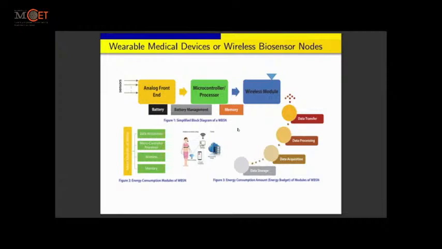Now we must know what the different modules of your wireless biosensor node are. Basically we have the analog front end module, the microcontroller and the wireless module. If you look at the energy consumption, you need energy for data acquisition, microcontroller, wireless and memory, the basic block diagram. If you visualize the energy consumption in order, data storage requires less energy compared to data acquisition, data processing and data transfer. Now if you are not doing any processing on the wearable device, then the energy consumption for data transfer is much higher than the energy consumption required for data processing.